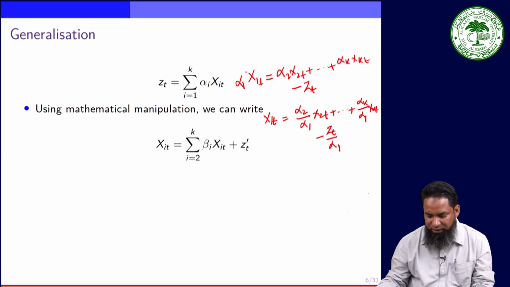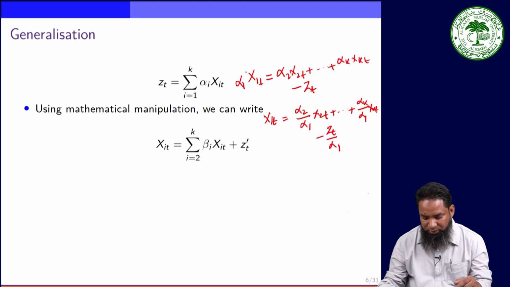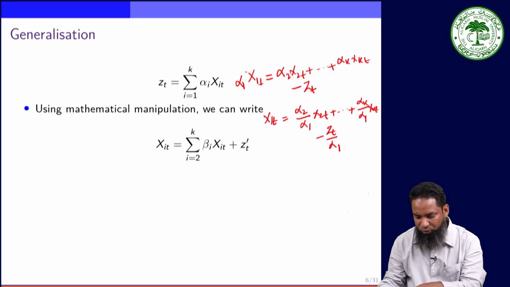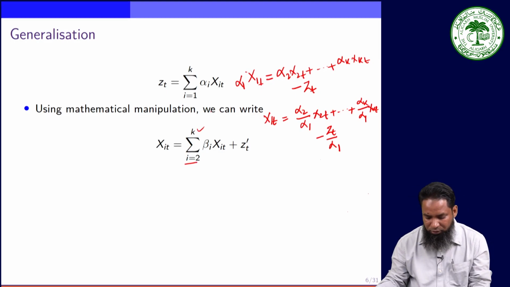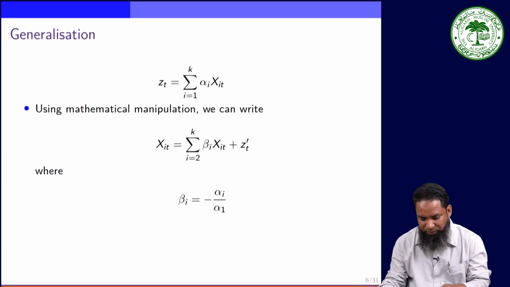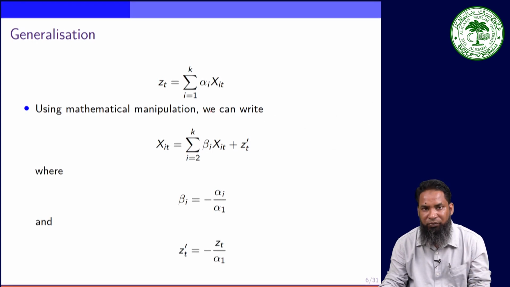And basically here we have this particular equation. Now here, alpha 2 upon alpha 1 is nothing but beta 1, alpha k upon alpha 1 is nothing but beta k. So it runs from i equals 1 to k. We can represent this where beta i is equal to minus alpha i upon alpha 1, and this zt prime is nothing but minus zt upon alpha 1.